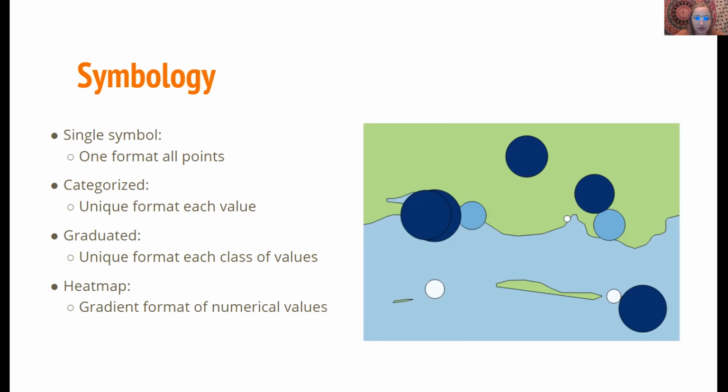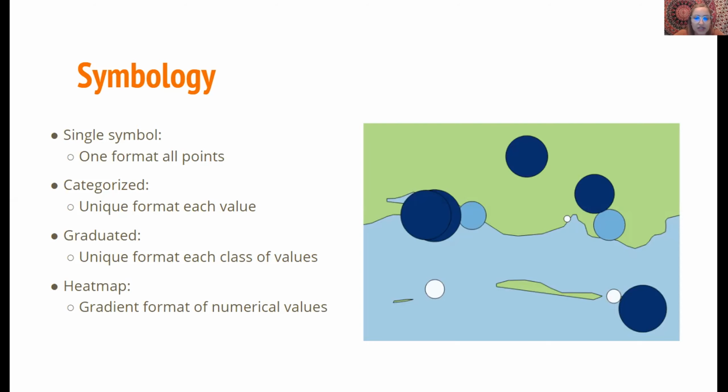If you're using point or line data, you have options to change the display type of data. A single symbol is great for simply identifying where something is. This option will make every single data point the same format. Categorized gives you a unique format for each value.